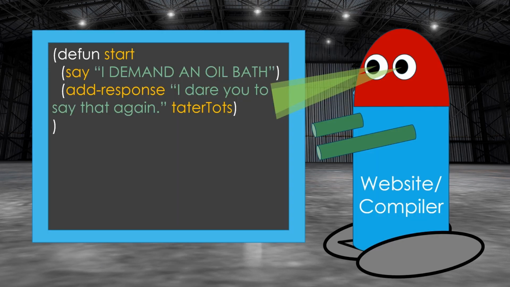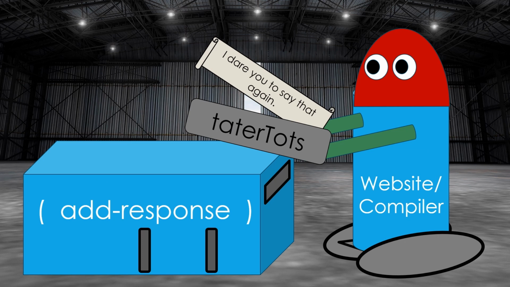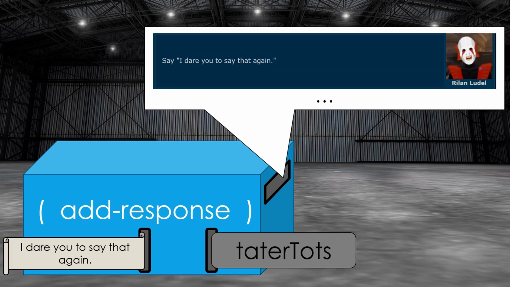Once the compiler has executed the first line, it moves on to the second line, and it sees that we have a function call here, and it has two arguments. We have a string or piece of text, and then another function call as an argument. It finds the add response function wherever it is on the shelves. It takes the two arguments that you told it to put into the add response function, and then out comes the output, the result, the display here. You can think of the taterTots argument as a button that it passes in for the player to have access to.